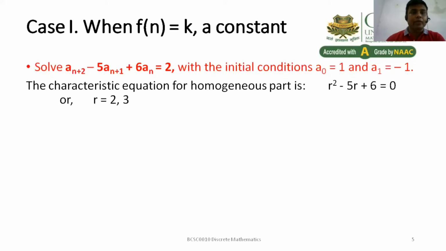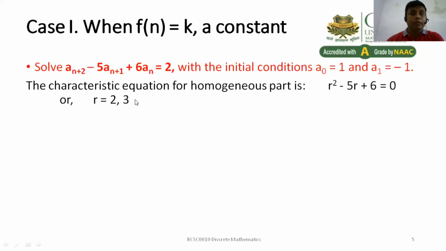So for that one, we have to write its characteristic equation, and the characteristic equation will be given as r square minus 5r plus 6, because here the value for k is 2, the value for c0 is 1, the value for c1 is minus 5 and the value for c2 is 6. So therefore the corresponding characteristic equation will be r square minus 5r plus 6 equals to 0, because we have to put this fn part to be 0.